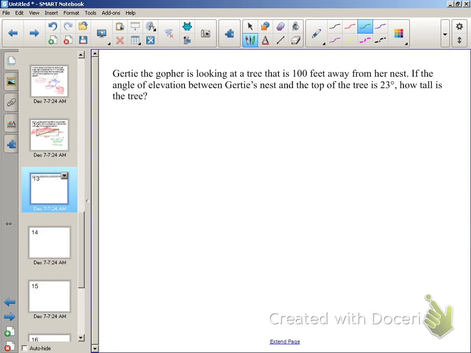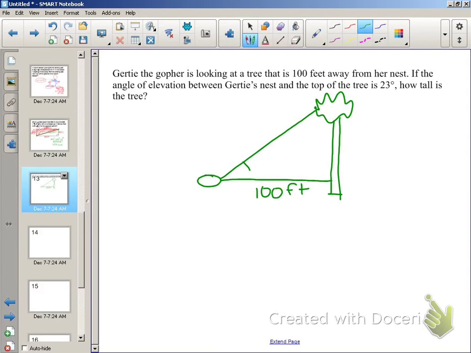One last problem with angle of elevation. Gertie the gopher is looking at a tree that is 100 feet away from her nest. If the angle of elevation between Gertie's nest and the top of the tree is 23 degrees, how tall is the tree? So we've got Gertie the gopher's nest, looking at a tree. We know that Gertie the gopher is looking at the tree 100 feet from her nest. The angle of elevation from Gertie's nest to the top of the tree is 23 degrees. How tall is the tree?